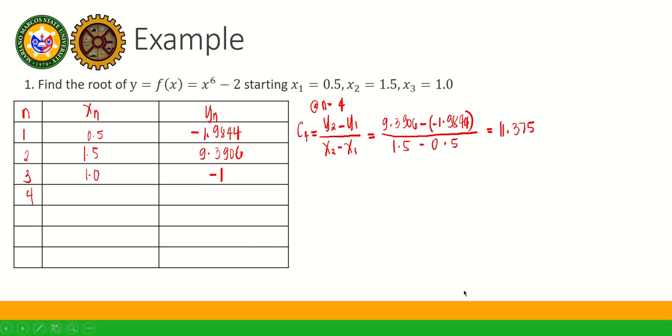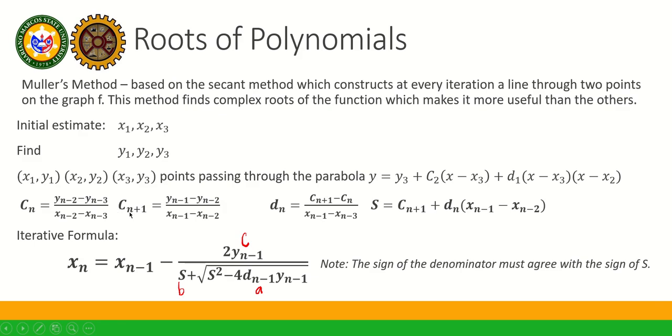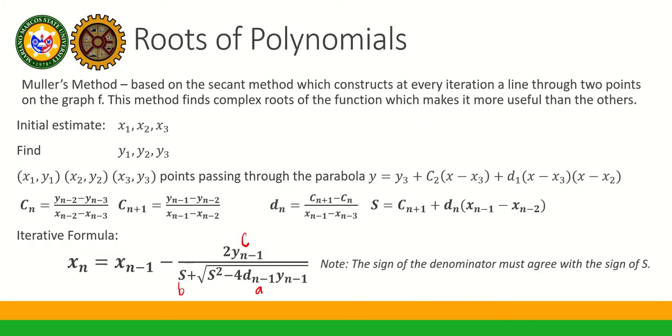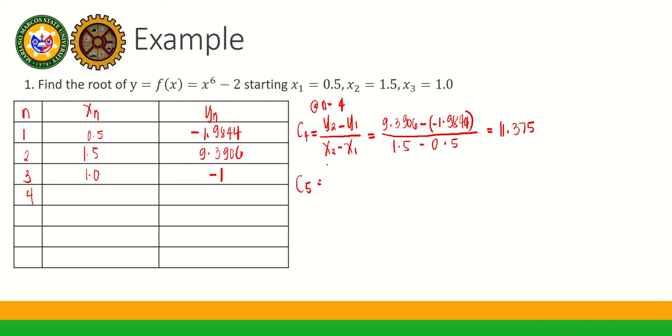The next thing we should look for is yung value ng ating C sub n plus 1. Since our n is equal to 4, so this will be C sub 5. And the formula will be y sub n minus 1. So 4 minus 1 is 3. So y sub 3 minus y sub 2 over x sub 3 minus x sub 2. Okay, so we are going to look for C sub 5. C sub 5, we will have the formula of y sub 3 minus y sub 2 over x sub 3 minus x sub 2.